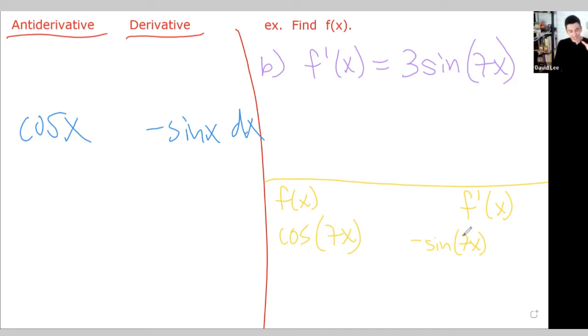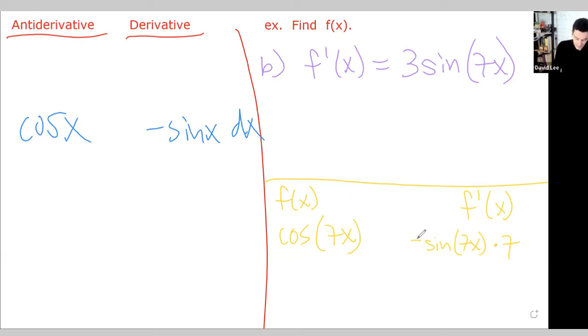But then by the chain rule, we have to multiply by the derivative of whatever was in the parentheses. In the parentheses, it says 7x, and the derivative of that will be 7. So this is my guess, and this is its derivative. I have to manipulate this until it looks like that. How the heck do I make this look like that? One step at a time.